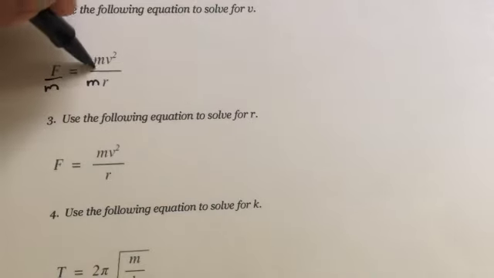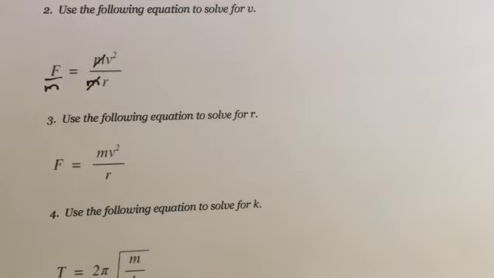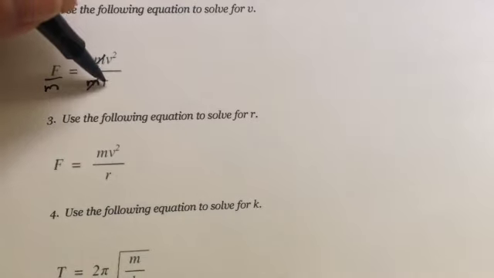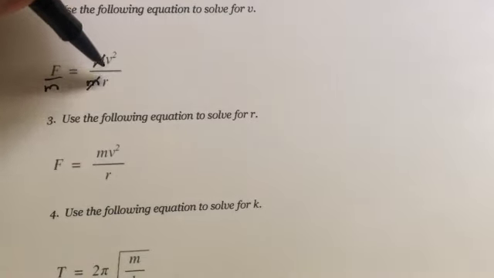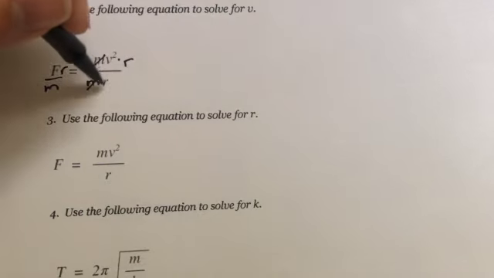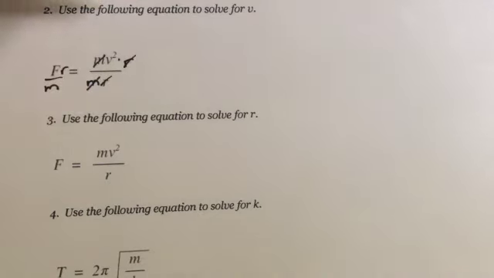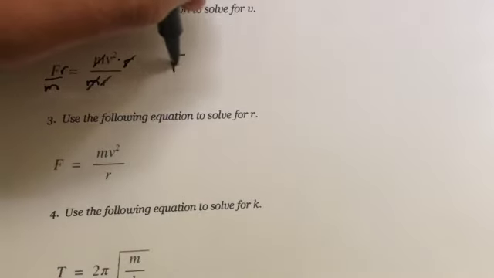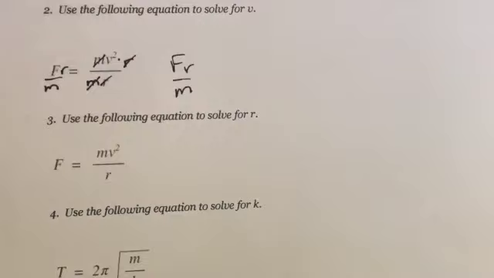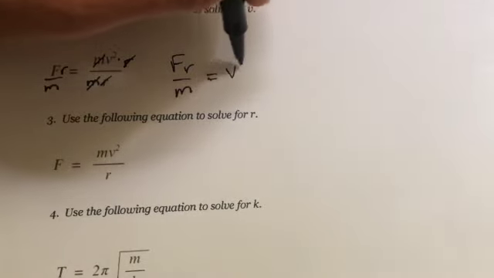m over m gets rid of m on this side. All right, now I'm dividing by r. So again, I want to do the opposite. Multiply both sides by r. I was dividing, now I'm multiplying because that's the opposite of dividing. All right, let's rewrite this just so that we can see what we have. FR over m equals v squared.